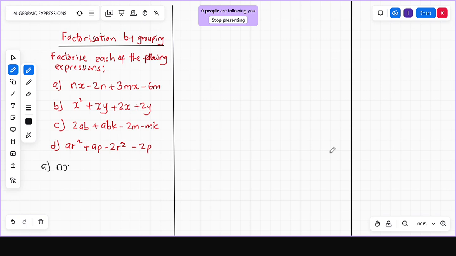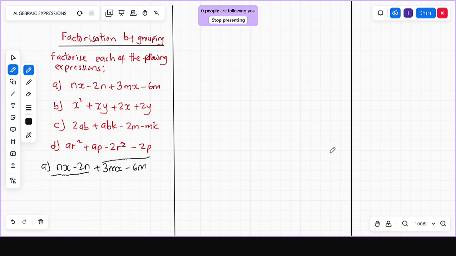nx minus 2n plus 3mx minus 6m. There are 4 terms: the first one, second one, third one, and fourth one. So these 4 terms are unlike. In unlike terms, we are going to pair them. We are going to have the first 2 and the last 2.